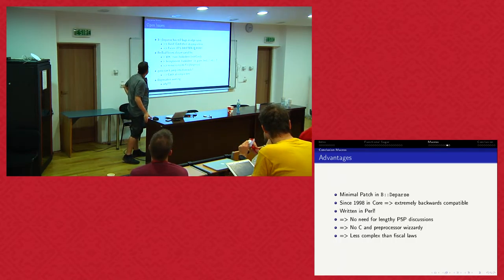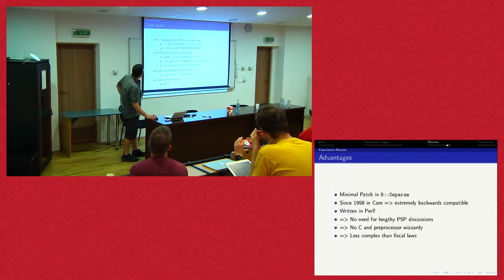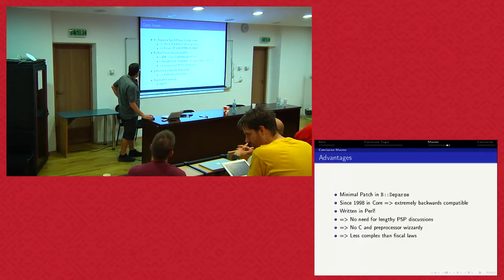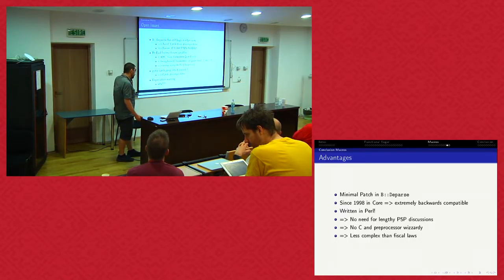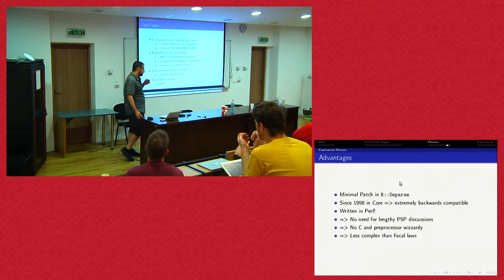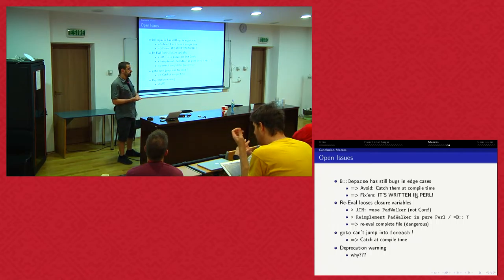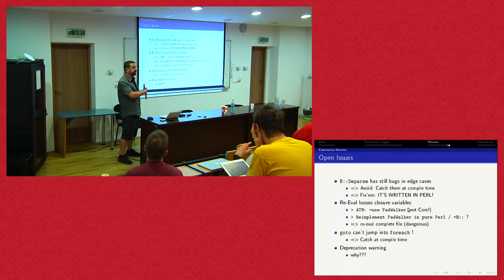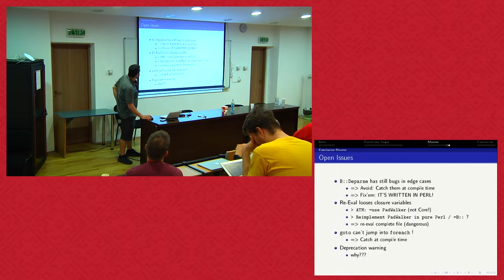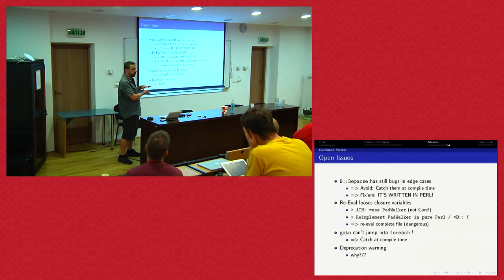It has some open issues, some of which are solved already. You have to talk about variables which are polluting the namespace. You have to take care that the variables you're introducing with your macro are not polluting the namespace, because you're exporting variables in the upper namespace. And re-eval might use the closure variables. It's a little bit far. We can talk about it later, but I solved this. I used PadWalker to get all the closure variables from the block.